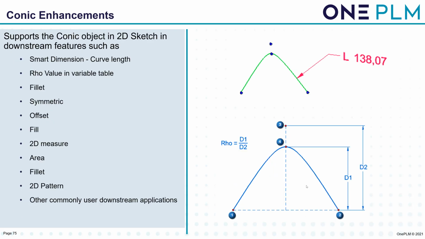Conic Enhancements. So conic curves was only added in 2021. So it supports the conic object in 2D Sketch in downstream features. So it's the information that we get from the conic curve is now available. So we can get our curve length, row value, fillet, and all the other options shown on there. And this is available in all the commonly used downstream applications that these may be used in.